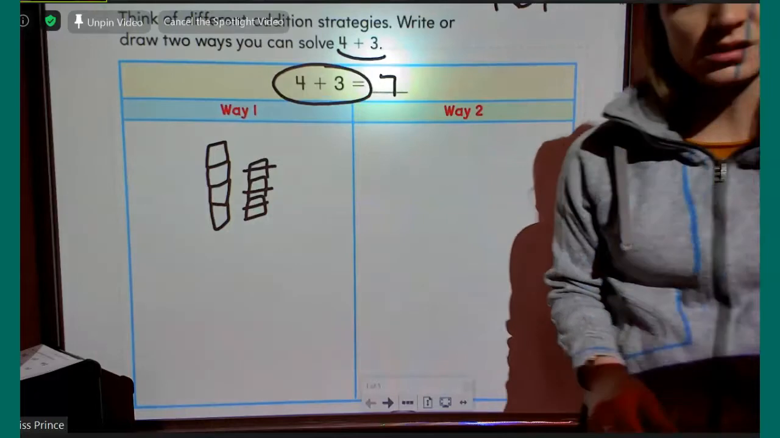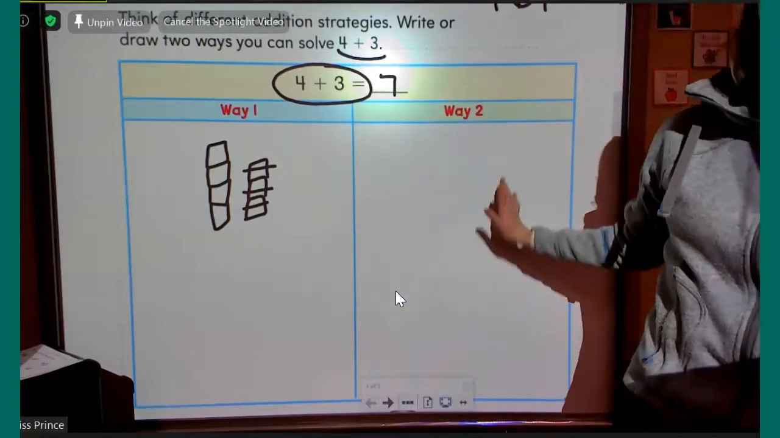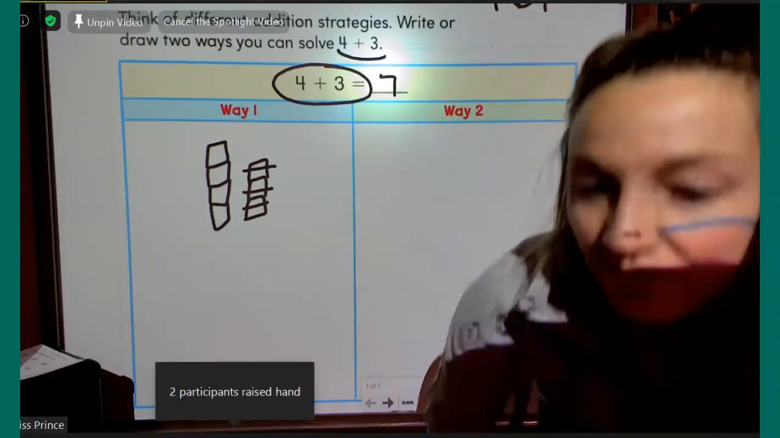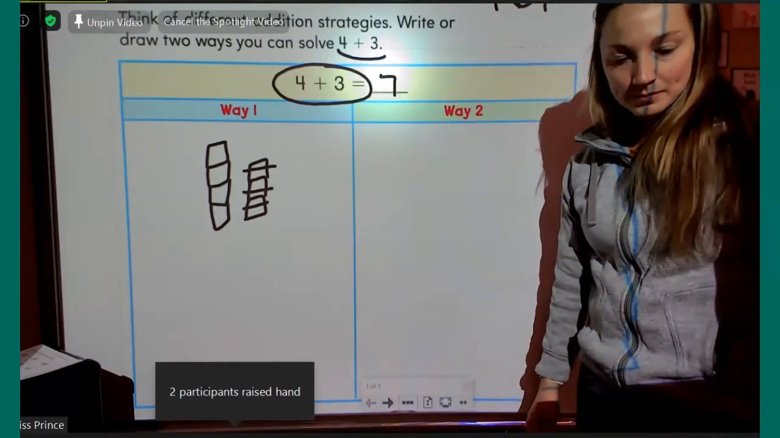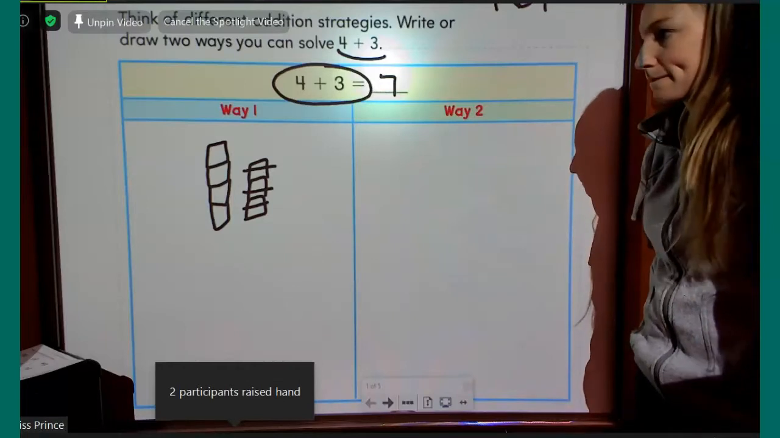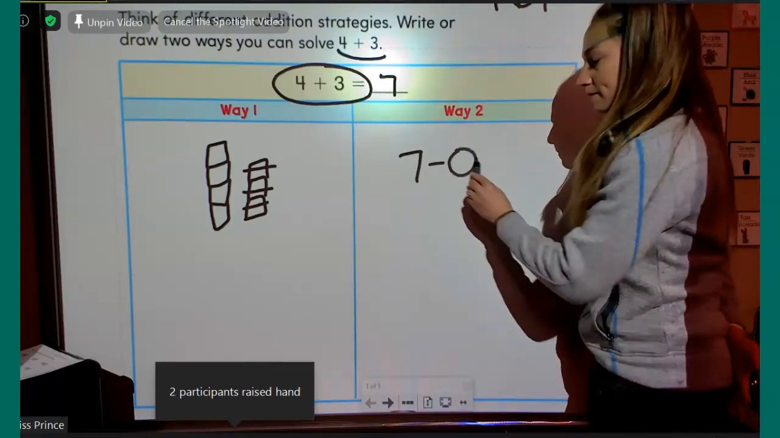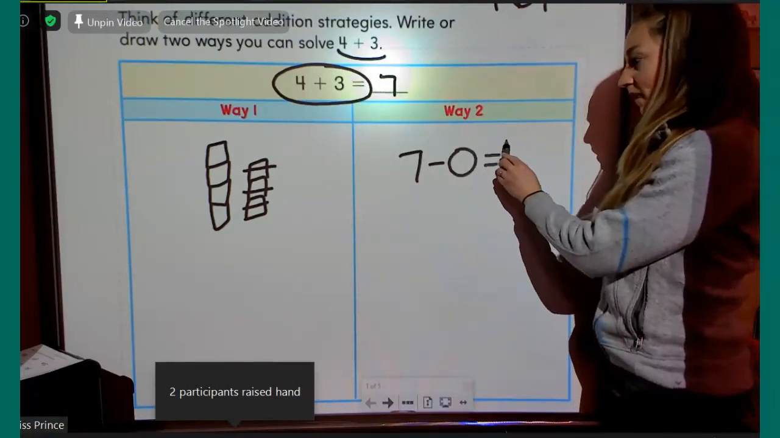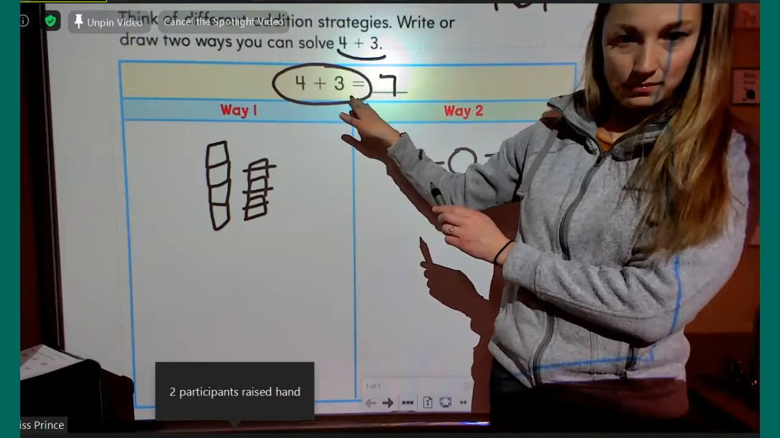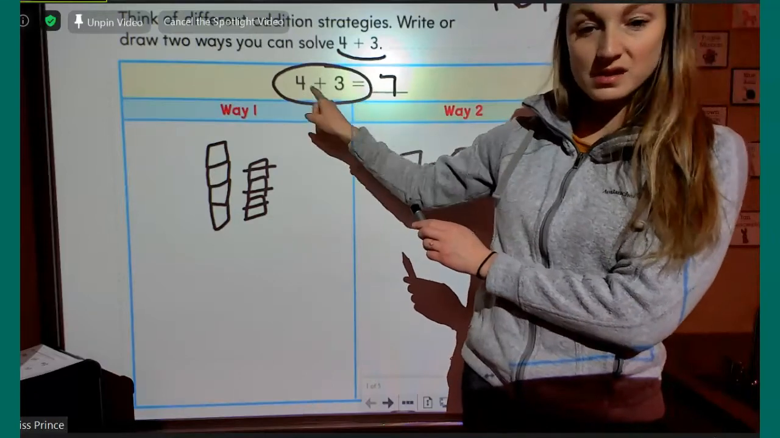What is another way that we can solve 4 plus 3? I'm going to call on another friend that's raising their hand to give us a second way. How can we solve 4 plus 3? Zayden, do you have another idea? Yeah. Okay, what's your idea? 7 take away 0 equals 7. This is a true math problem, Zayden, but does it have any of these numbers in it? Oh, no. So is there a way that we can fix this one up so that we're using some of these numbers? Okay, let's do that.